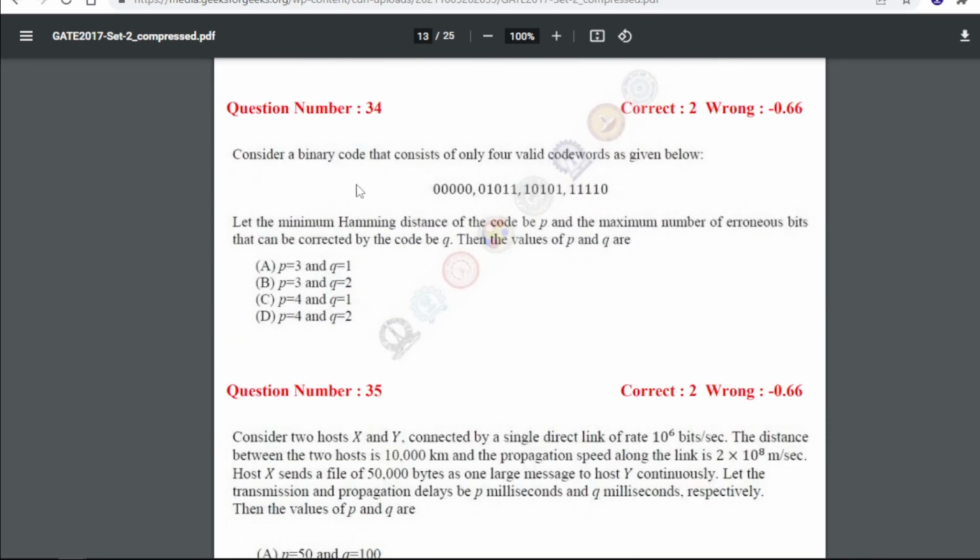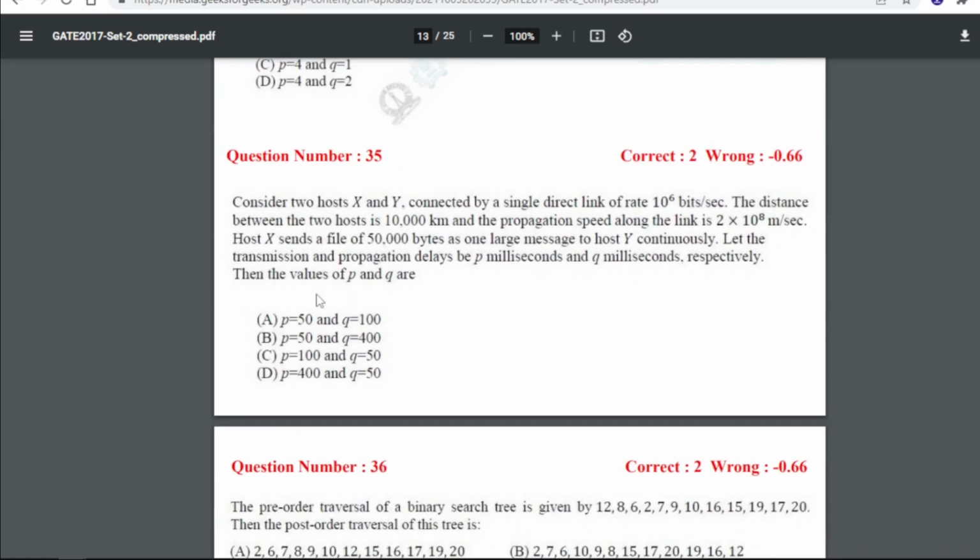34: consider a binary code that consists of only 4 valid code words as given below. Let the minimum Hamming distance of the code be P and the maximum number of erroneous bits that can be corrected by the code be Q. Then the values of P and Q are what? So for 34 our answer will be A, P equals 3 and Q equals 1.